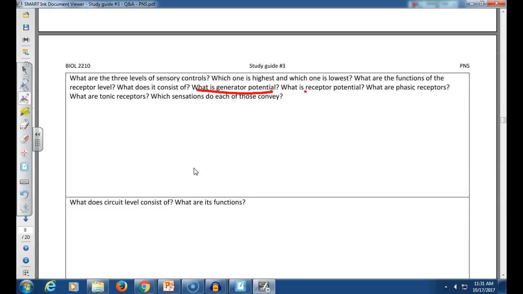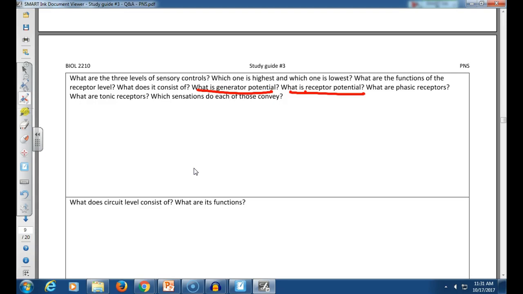Okay, generator potential and receptor potential. So generator potential, the receptor is part of the cell. The receptor potential: the receptor and the neuron that transmits the sensation are different, right? The receptor cell releases neurotransmitter that initiates a graded potential on the neuron downstream. Okay.